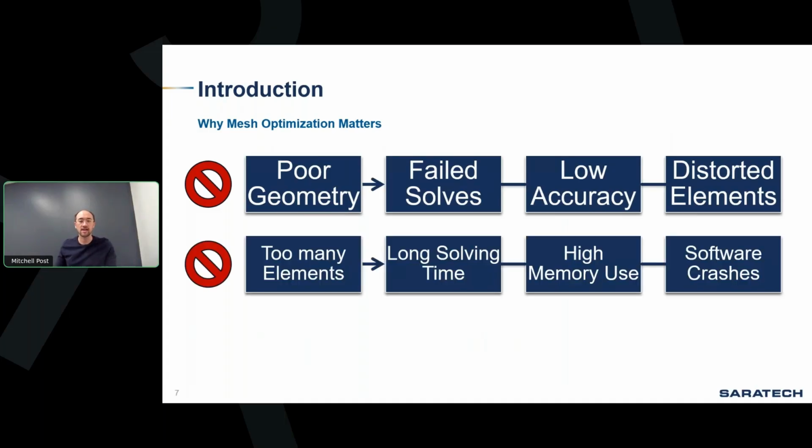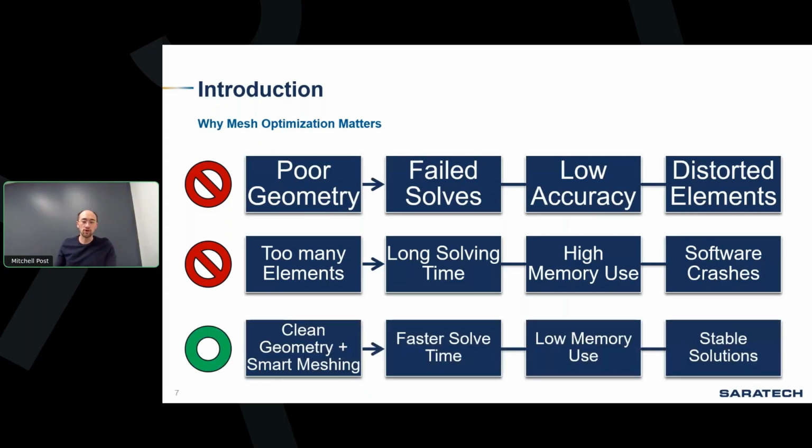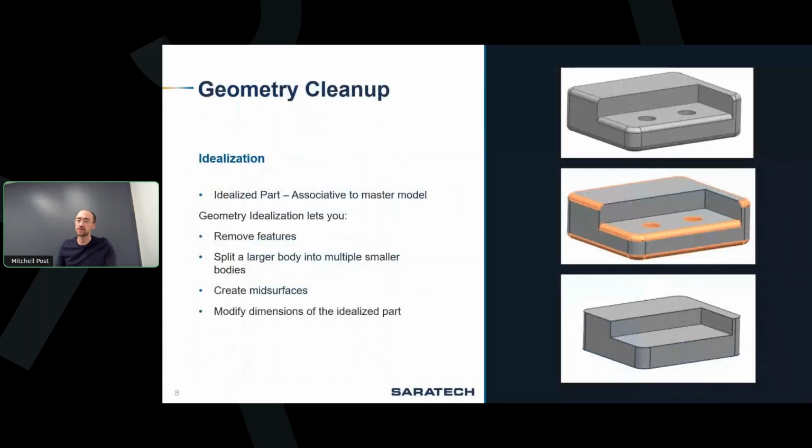On the other hand, if you have too many elements and nodes, this will lead to extremely long solve times, high memory usage, and software crashes. So the goal is clean geometry and smart meshing, leading to faster solve time, low memory use, stable solutions, and high accuracy. So how do we get there? It starts with geometry cleanup.